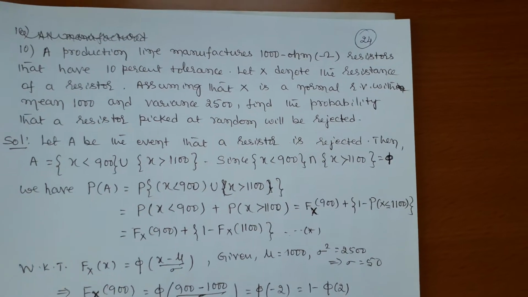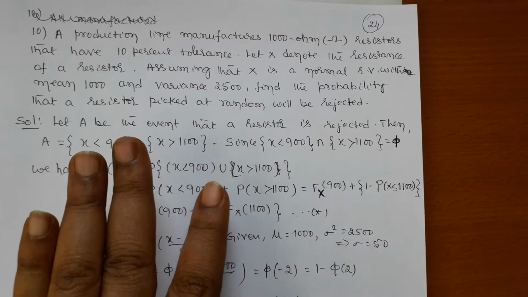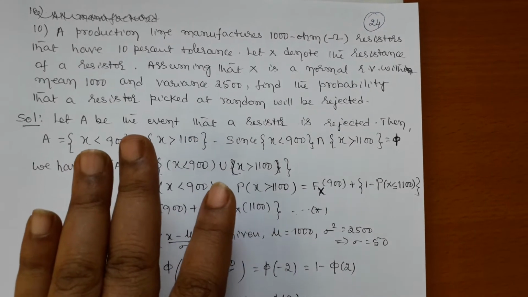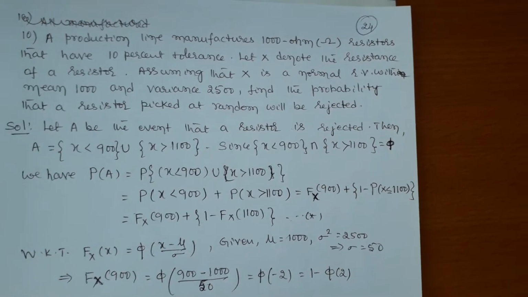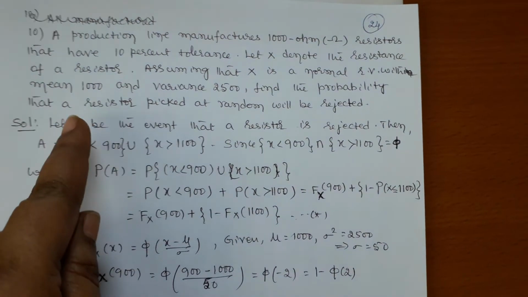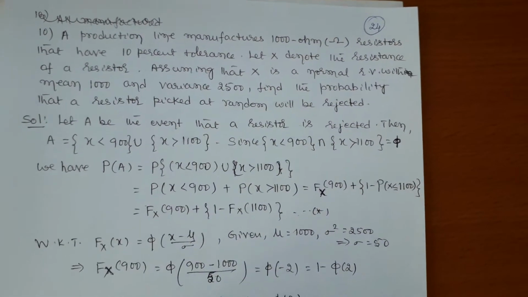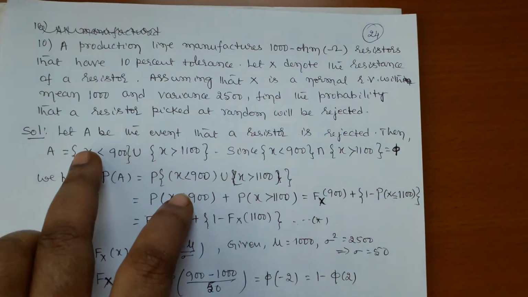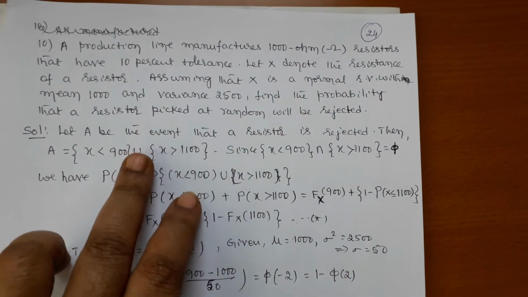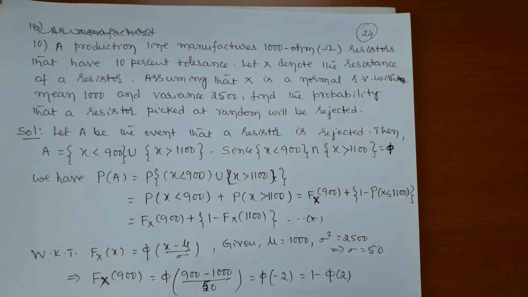Now here, first I have to define what a tolerance is. The production line manufactures 1000 ohm resistors that have a 10% tolerance. But they are asking to find the probability that a resistor picked at random will be rejected. When are they going to reject it? Let A be the event that a resistor is rejected.